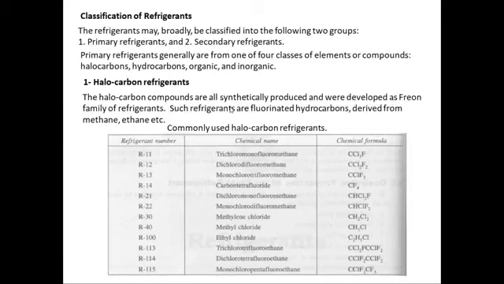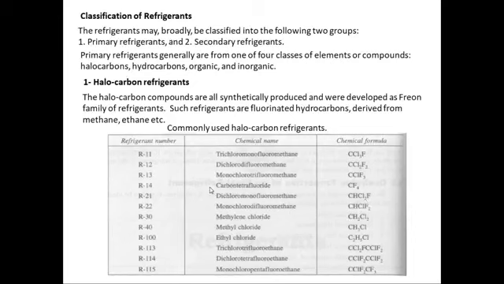The halocarbon compounds are all synthetically produced and were developed as the Freon family of refrigerants. Such refrigerants are fluorinated hydrocarbons derived from methane, ethane, etc. So basically hydrocarbons are mixed with the halogen group number 7 on your periodic table. Then we get the halocarbon. And there are two types: completely halogenated and partially halogenated halocarbons. So we will look into that one. So these are halocarbon refrigerants. The examples are R11, R12, these are the famous ones, R22, which is monochlorodifluoromethane. This is the chemical formula on your right hand side.